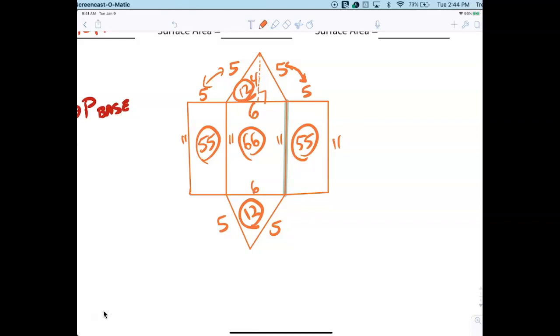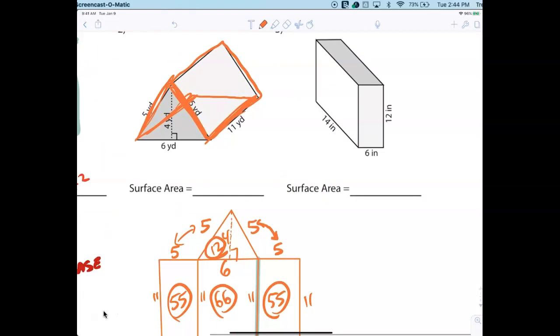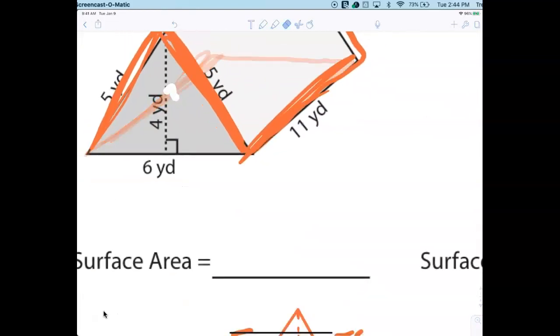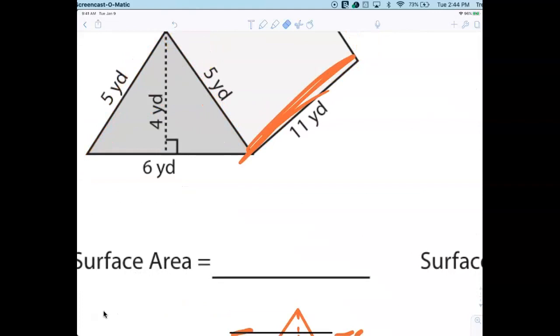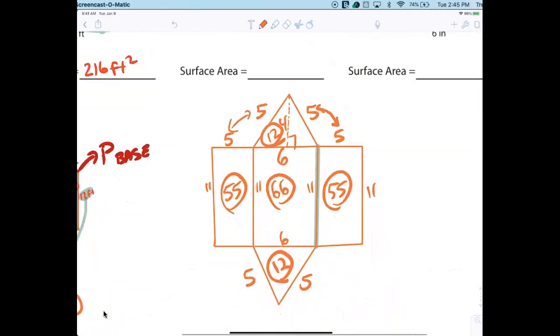All right. Now, to find the surface area, what do I do to those numbers? Add them up. I'm confused how you got the area of the triangle. 1/2 base times height. Where's the base and the height? Oh, 6 times 4. Right? Again, I always try to remind kids that points to the base and the height. So that's why I do both 12s.